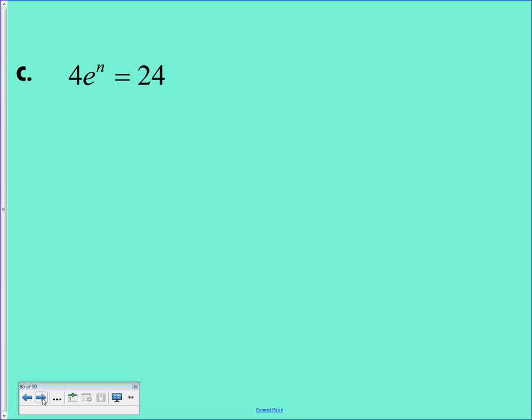So we'll try it again, just to make sure we've got the right idea. Example C is a little different because we've got a 4 out front. So you got it. Divide by 4 first. So now I have e to the n equals 6. Okay, now remember, e is a button on your calculator, not a variable. So the variable I'm solving for here is n.